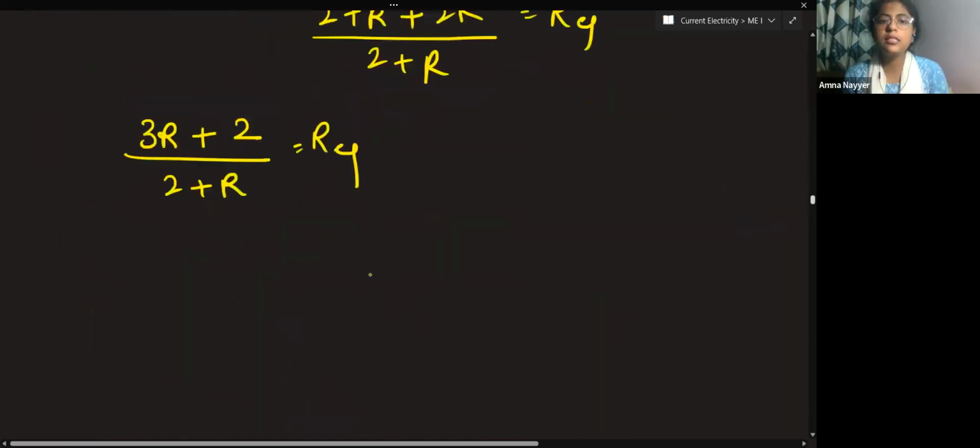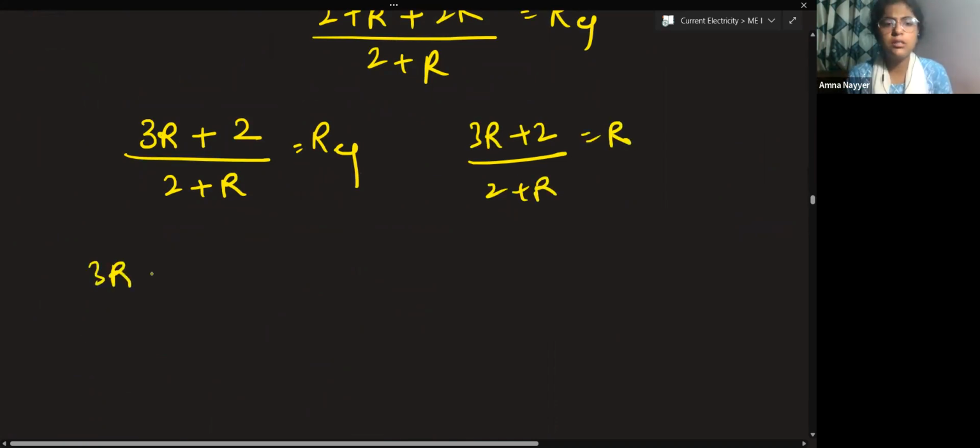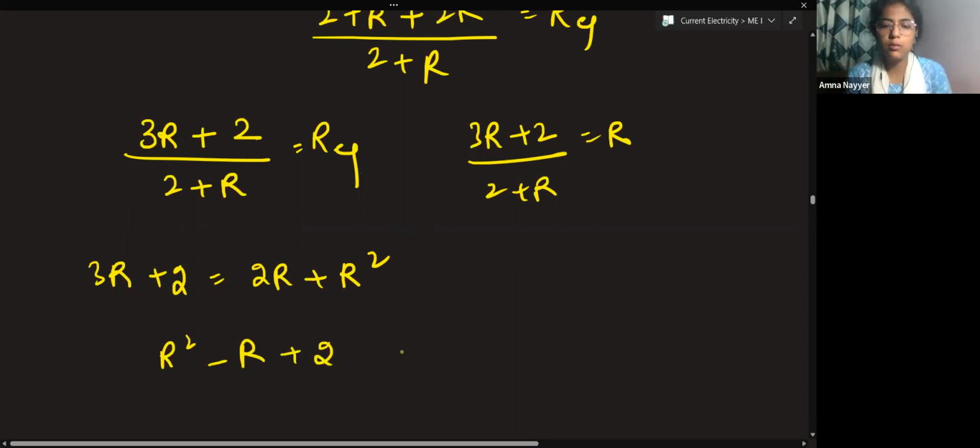So this term can be written as (3R plus 2) divided by (2 plus R), which is equal to R. Cross multiplication, 3R plus 2 is equal to 2R plus R square. So let's transport all the terms this side. This becomes R square minus R plus 2, which is equal to 0.